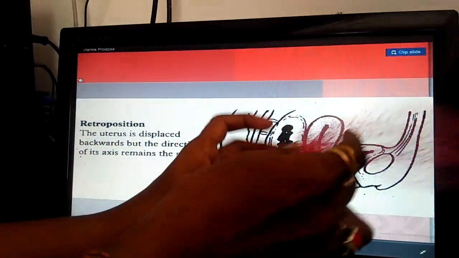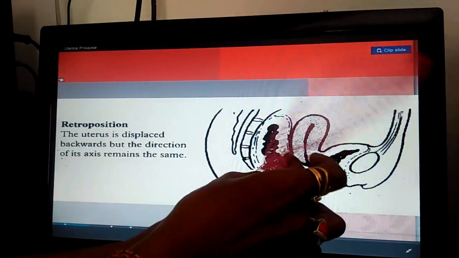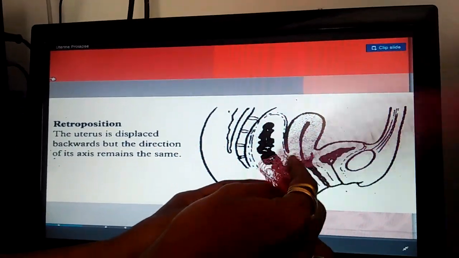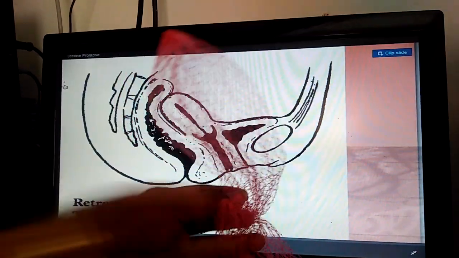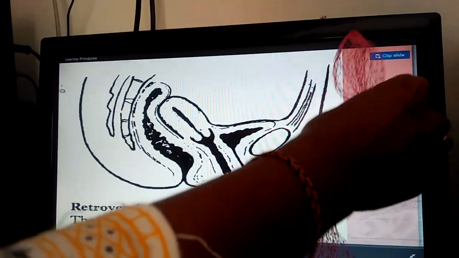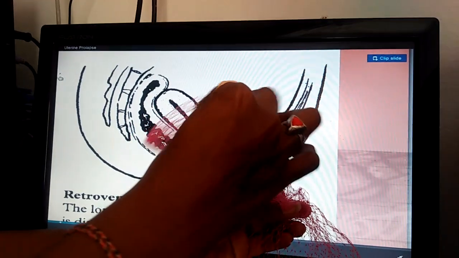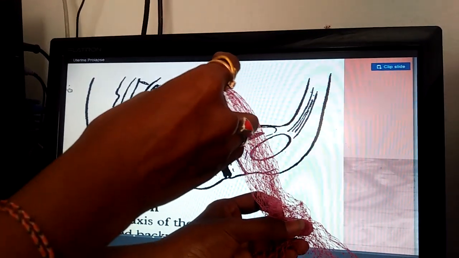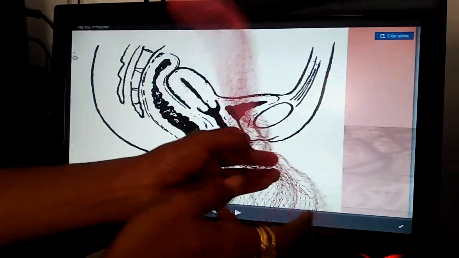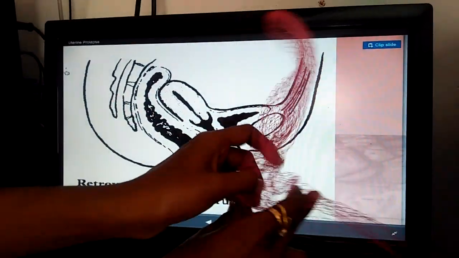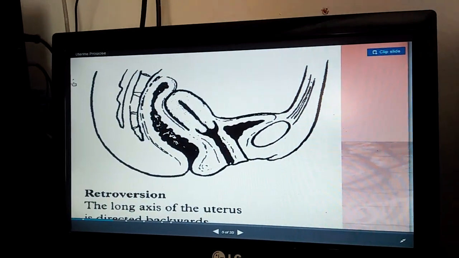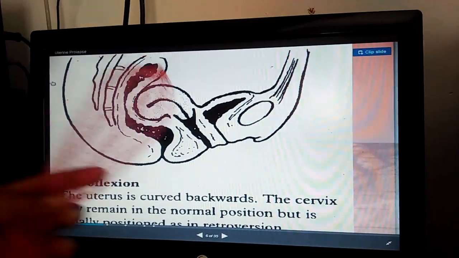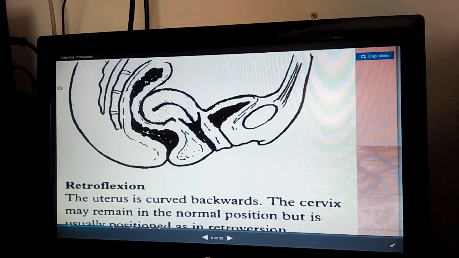So what are the abnormalities? If it goes backward, that is what we have seen previously, the retroversion of uterus. This is retroflexion: when it is tilted backward and gets flexed downward this way, it is called retroflexion. This is the normal position of the uterus, and this is retroflexion.